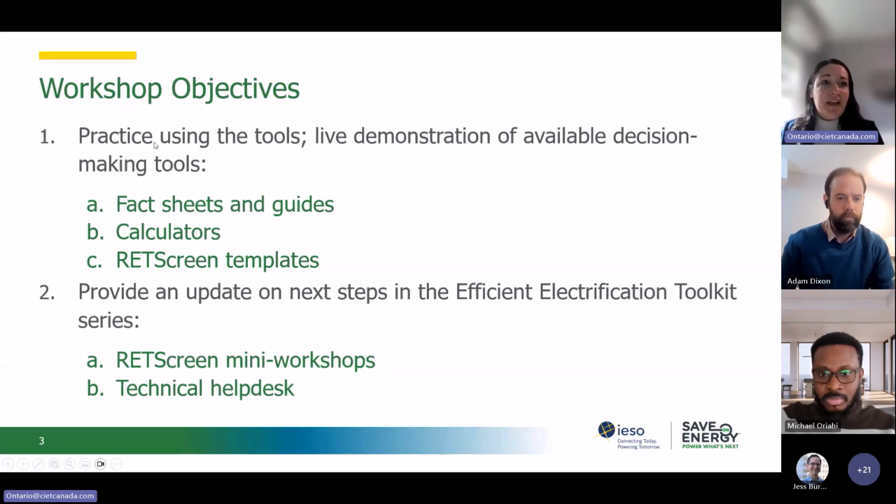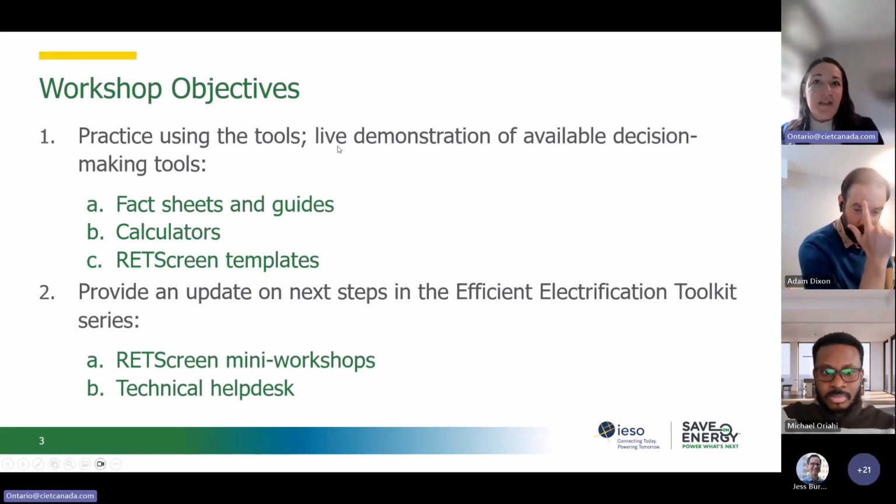So our objectives for today are to practice using the tools. Adam's going to give us a live demonstration of some of the available tools, and everybody's got a workbook and a copy of the tools so you can practice alongside us. And then we'll go through some next steps.